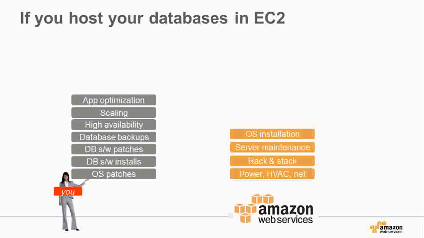Now, the good news is you can automate many of these tasks if you move to the Elastic Compute Cloud, or EC2. For example, you can spin up an EC2 instance and forget about things like building racks, server maintenance, and OS installs. You can now spend more time doing things like high availability, scaling, and application optimization. But often you still don't have enough time to focus on what's really the value add, the query and database optimization.